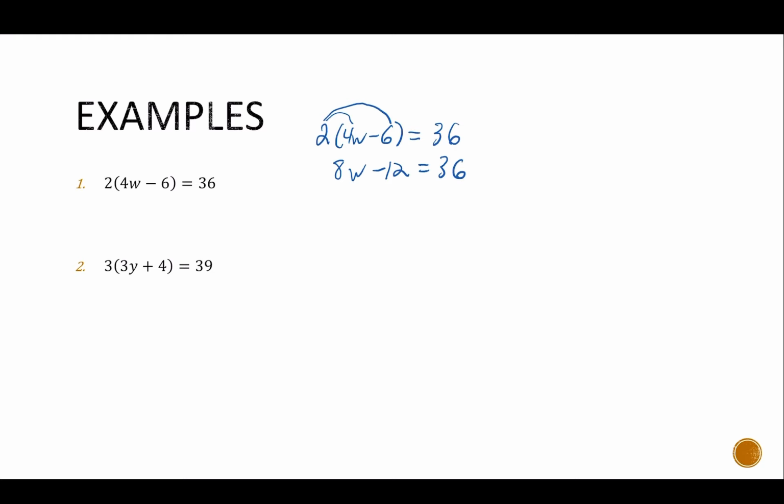That equals 36. I'm then going to go ahead and get all my constants on one side by adding 12 to both sides. What I do to one side, I have to do to the other. So I get 8w equals 48. I then need to go ahead and divide both sides by 8. So 48 divided by 8 is going to give me 6. So w is 6, final answer.